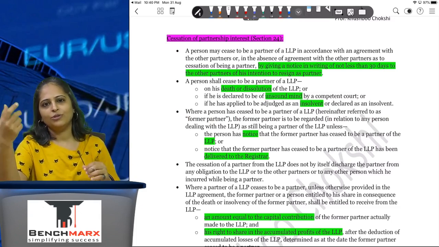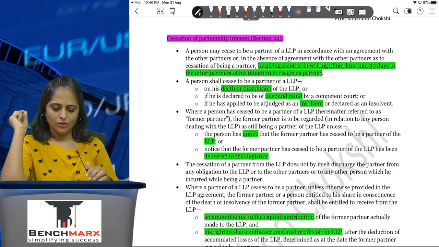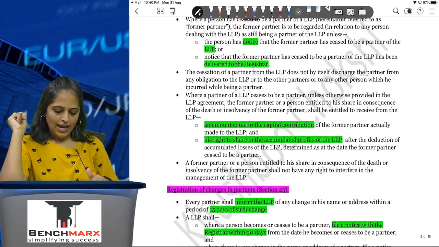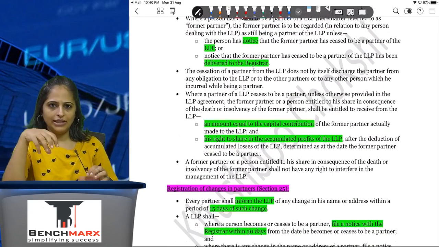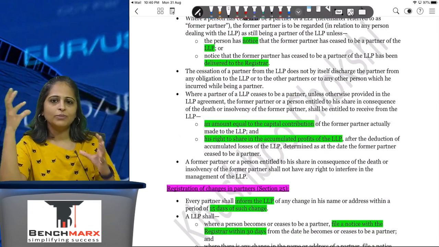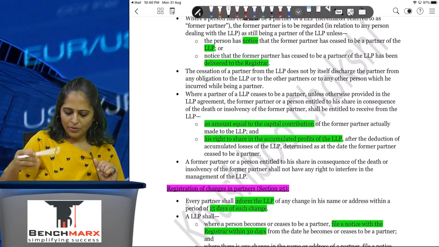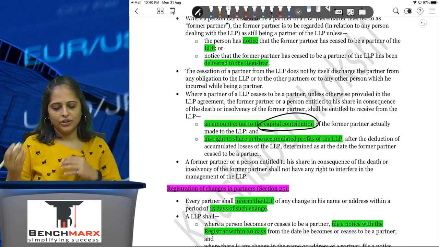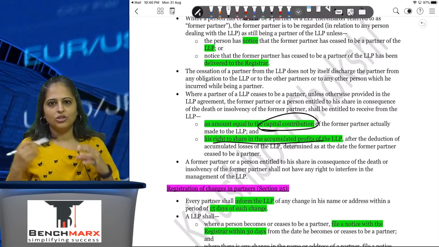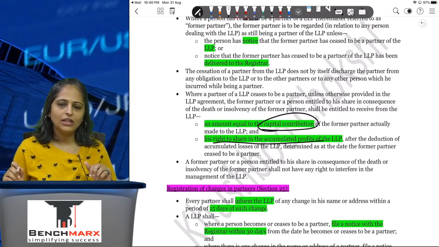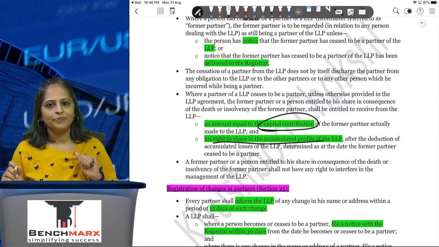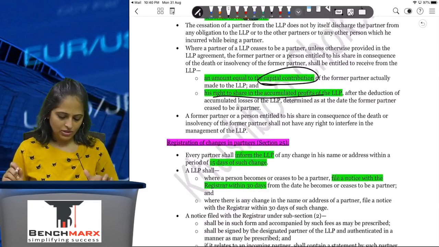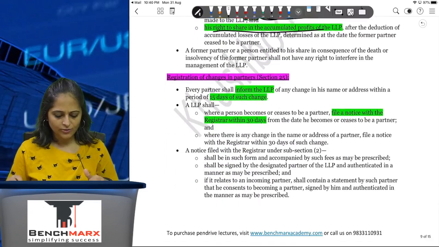Similar to how you have to give a public notice in the partnership form of organization. And once I decide that I want to move out of the LLP, I will get an amount equal to the capital contribution which I have already given, and I will also have a right to a share in the accumulated profits of the LLP. So those are the things which will be given to me as I quit the organization.